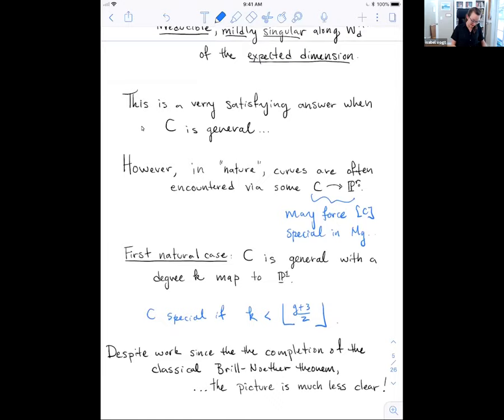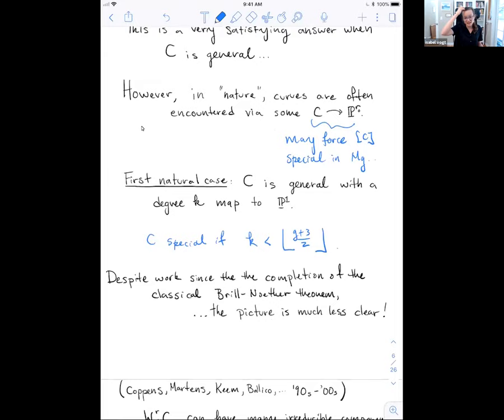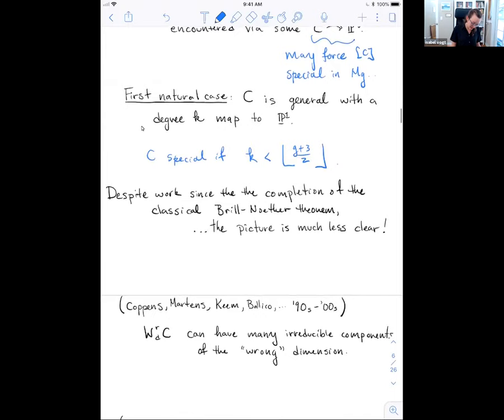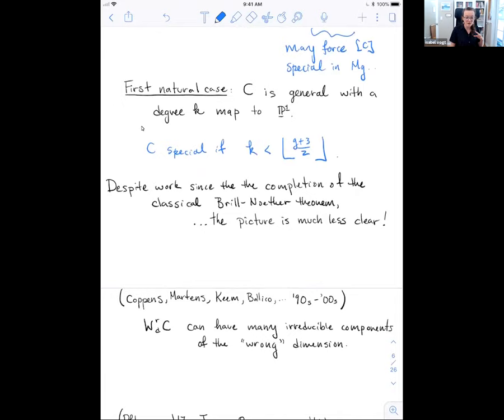Since the completion of the classical Brill-Noether theorem at the end of the 80s, people have been working on this next case, trying to understand an analogous picture for curves equipped with a map to P^1. Despite a lot of work, the picture is much less clear, and much less satisfyingly simple than what we saw for a curve of general moduli. A bunch of papers in the 90s and early 2000s by Coppens, Martens, Keem, Ballico, and others showed that this Brill-Noether locus can have many irreducible components. So r and d, I want to emphasize, are not the only discrete invariants. And these components can have the quote unquote wrong dimension. They're not of the dimension given by the Brill-Noether number. This was unsettling and mysterious at the time.